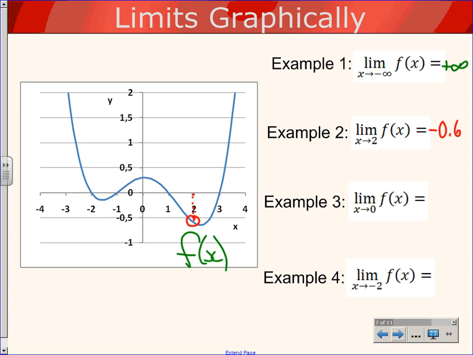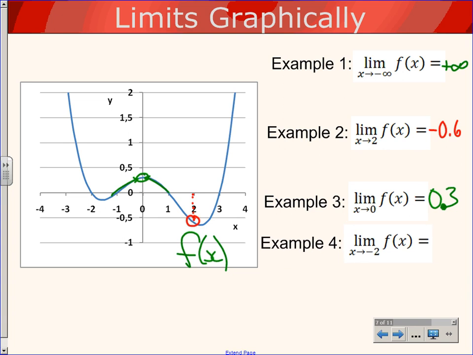Take a look at the next one. As we approach 0, we're coming here, right? As x gets closer and closer to 0, the graph's getting closer and closer to that point right there, which is around 0.3. Oops, lost the decimal. Not a very exciting example, but that's what the limit's approaching, right? As the graph gets closer and closer to an x value of 0, the function itself is getting closer and closer to a y value of 0.3.